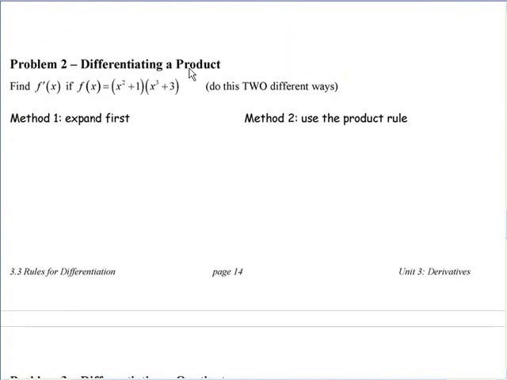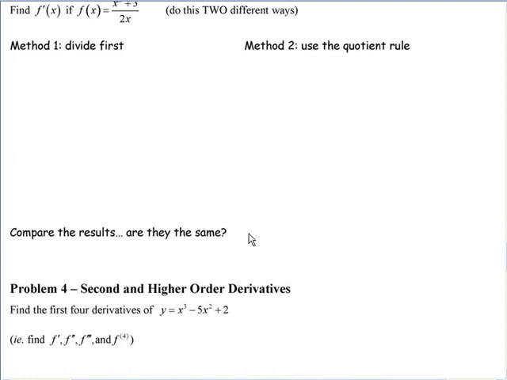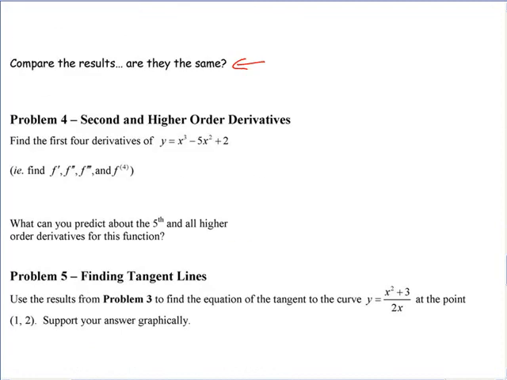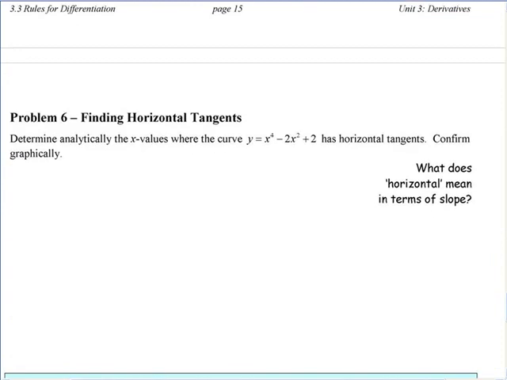There's a couple times you're going to have to use the product rule. I'm asking you to do it two different ways here. Quotient rule, a couple different ways. It gives you some little hints and things, hopefully, to help you. Then there's a couple of harder problems for you to do, but you have a good amount of time right now to work with that.